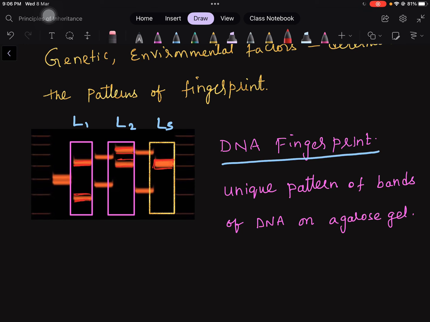So the term DNA fingerprint exactly refers to this unique pattern of bands of DNA that are obtained on agarose gel, right? How these bands are obtained is the next step. That is, when you look at the process of generating the DNA bands, we are going to learn about it. I hope this is clear, right?